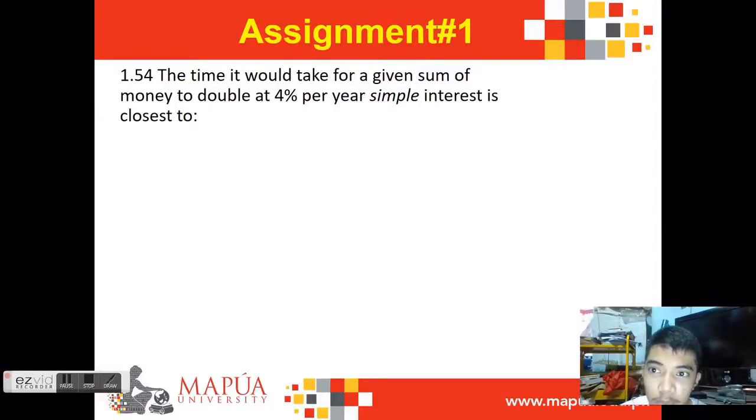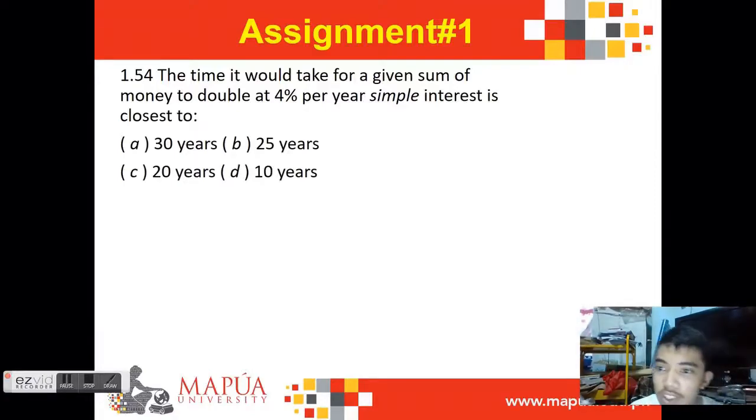Problem number 1.54. The time it would take for a given sum of money to double at 4% per year with simple interest is closest to A. 30 years, B. 25 years, C. 20 years, D. 10 years. Solve this problem.